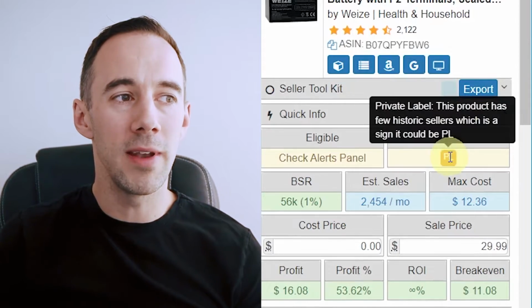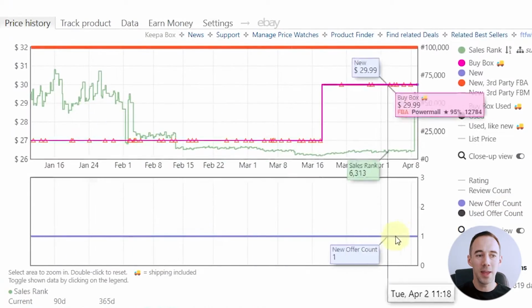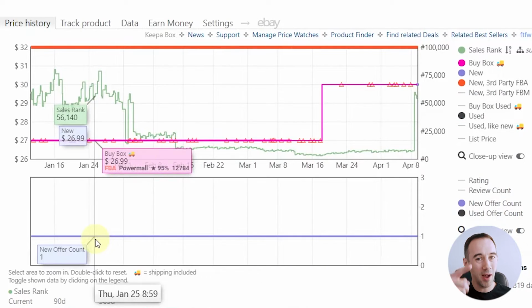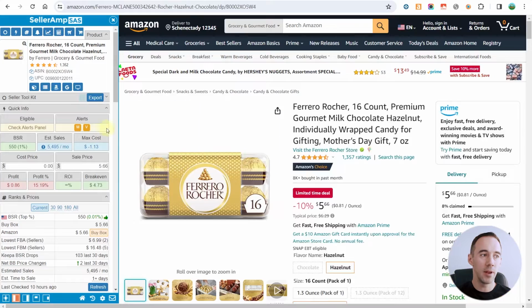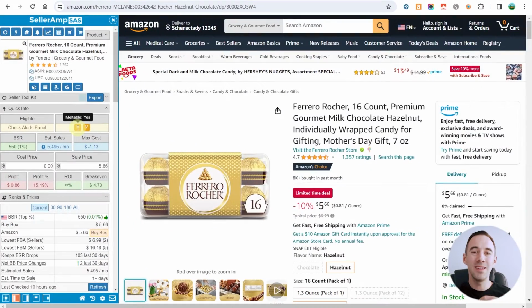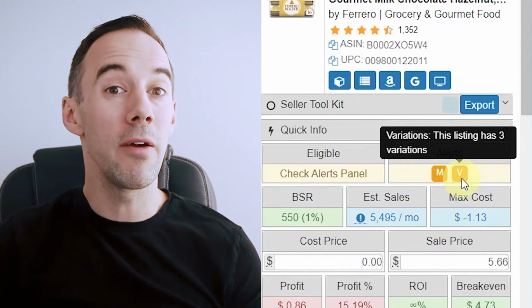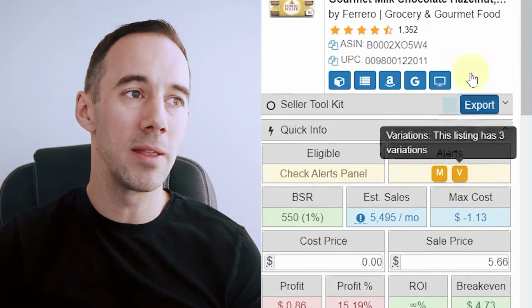Now, a couple of other alerts you can see. Number one, we've got private label here. So this is a private label product. It's got one seller on this Keepa chart all the way through. That's one way I double check that. And then number two, on this product, Ferrero Rocher, absolutely love it. It's also got an M, so that's meltable. So you can guess that this product is a meltable product. It's chocolate, so I need to be careful because those products you can't ship in after April the 15th. You can also see a V, which tells you variations. Sometimes you might see some other ones, and if you just hover over them, it's going to explain them to you as well.